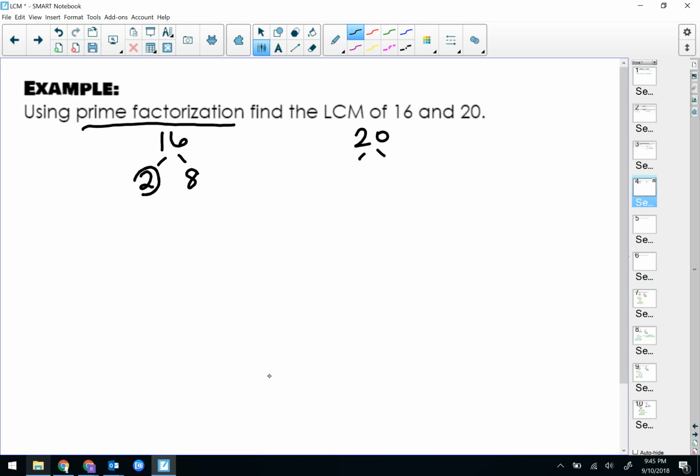And of course, 2 is prime. 8 can be broken down into 2 and 4. 2 is still prime. And we'll finish up with 2 more 2s. Okay. Over for the 20, I can break that up into 4 and 5. 5 is prime, and the 4 can be broken up into 2 2s.